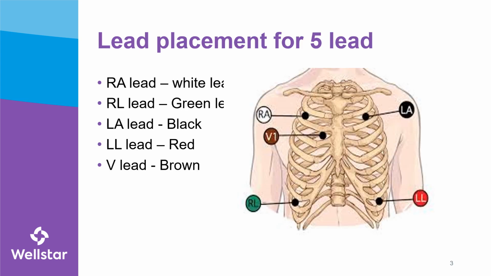We will cover the lead placement for the 5 lead, which is what we're going to see in a lot of the bedside monitoring. So the RA lead, the white lead, goes over the right shoulder. And then on the opposite side, you would put the black lead, otherwise known as the left. V1, or the brown lead, goes where V1 for a 12 lead EKG would go. It's going to be the second intercostal space, right of the sternum. Then we've got the left lower, which is red, and the right lower, which is green.